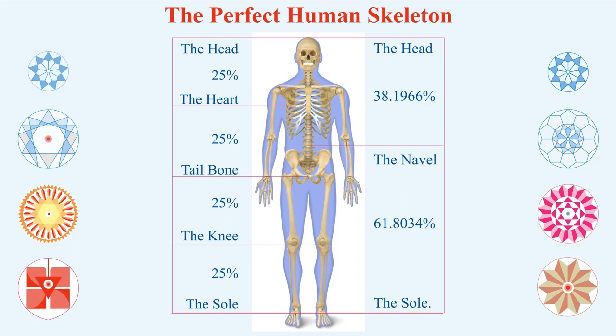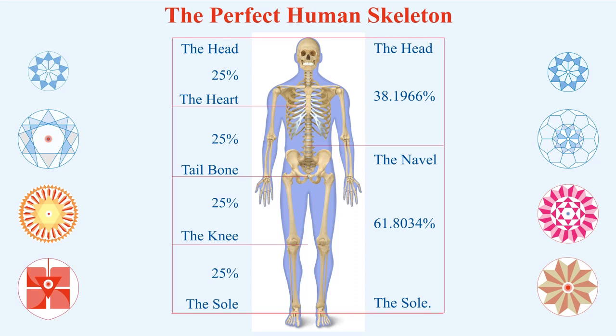This particular structure is there in everybody. On the other side, you can see from soles to the navel, it could be 61.8034%, and navel to head 38.1%. This is the ideal structure as far as the Divyank ratio is concerned.